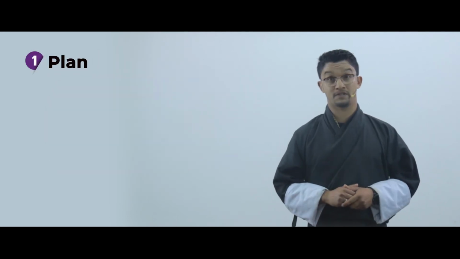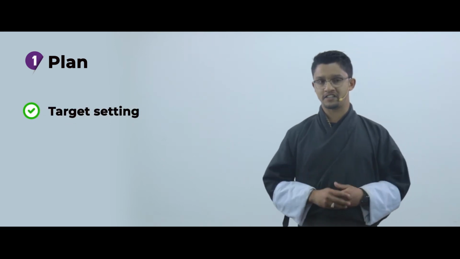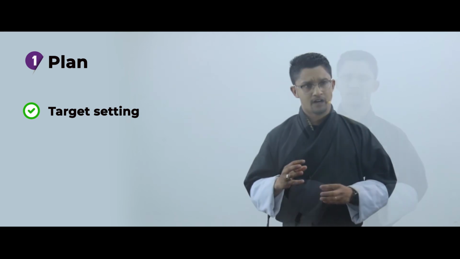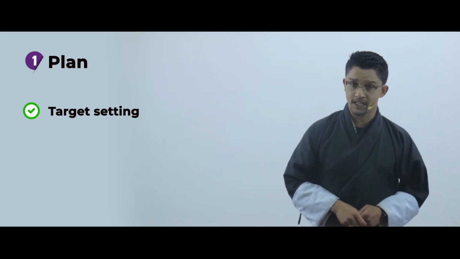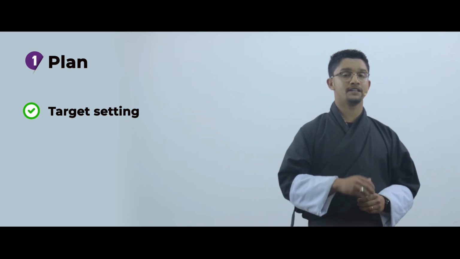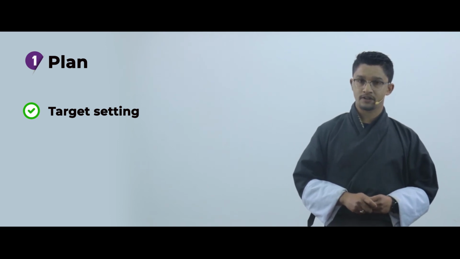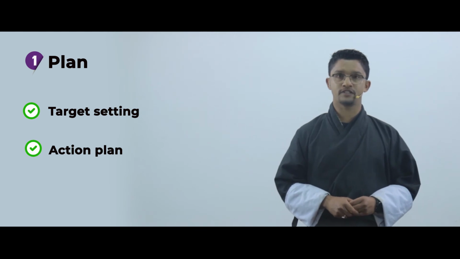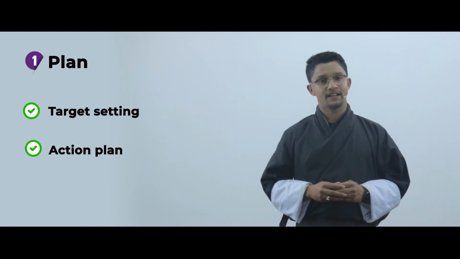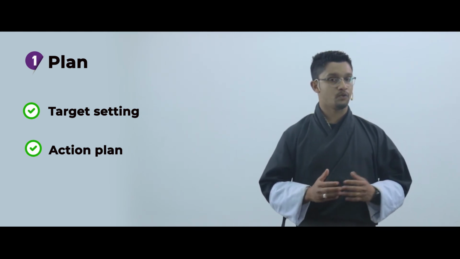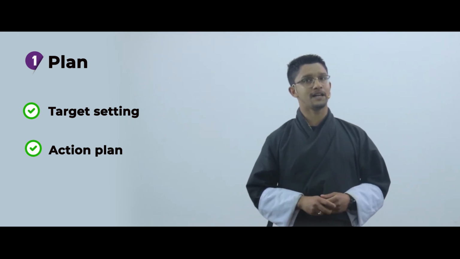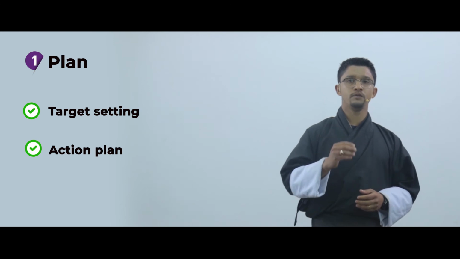The first step, plan. It has 2 steps. Firstly, target setting. So it plans on how much energy to be conserved, how to minimize the energy use. And after that, an action plan is prepared. During the planning process, the action plan gives a way forward on what to do. So after the action plan is prepared, then we move to the second phase, or the second step, that is do.